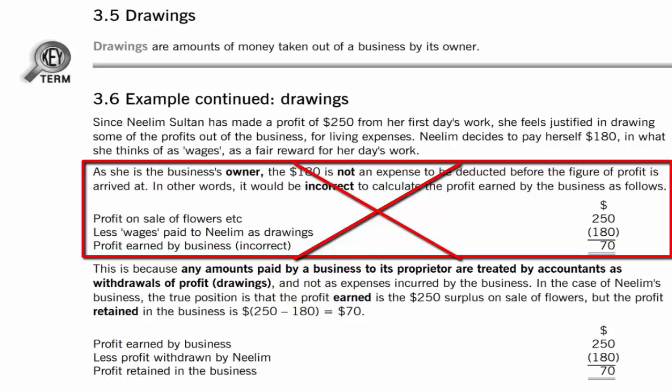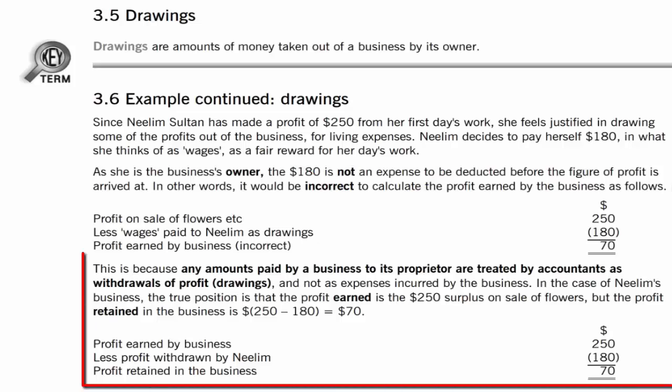In this setup, it looks like the business only earned a profit of $70, which is misleading. The true profit earned by the business is still $250 because that's the amount of surplus the business generated from sales. The amount that Neelam took out is a personal withdrawal and doesn't affect the business's actual profit.